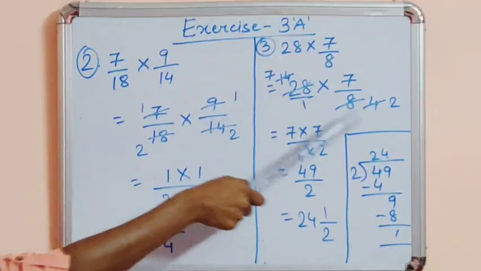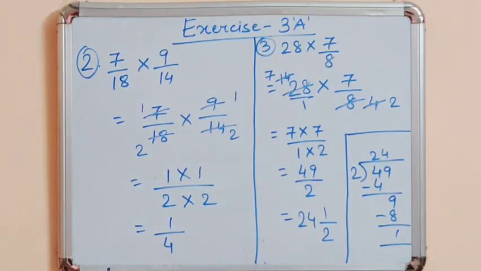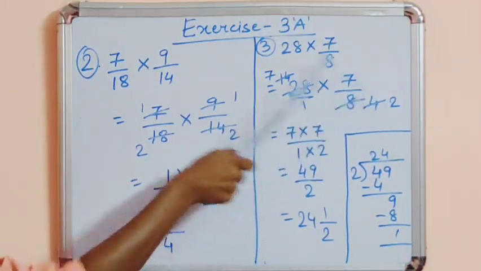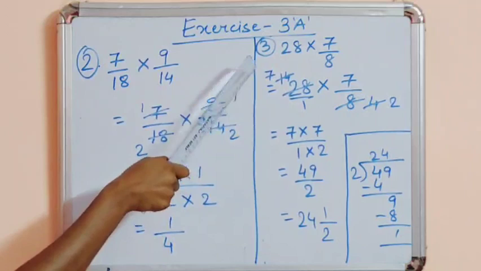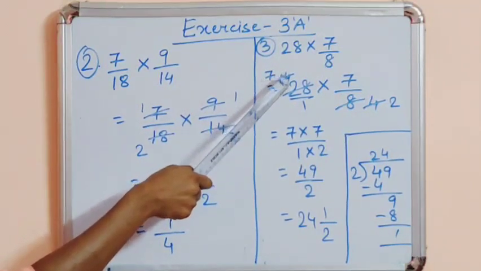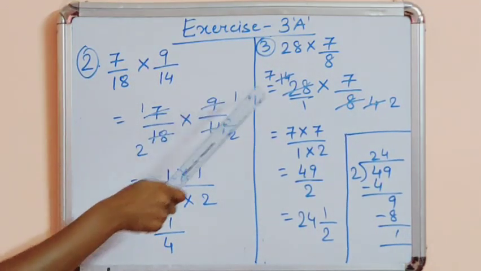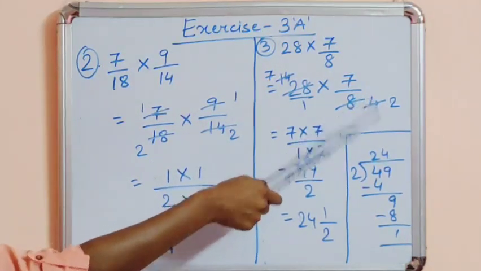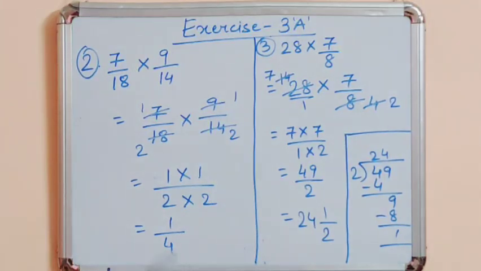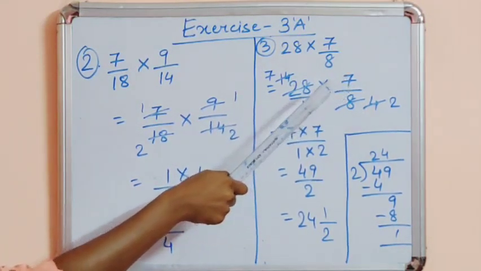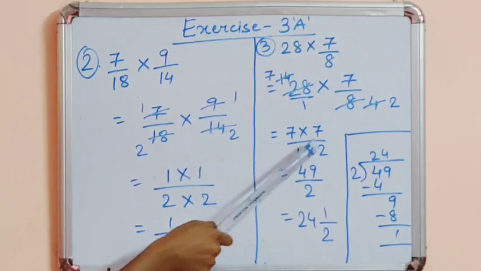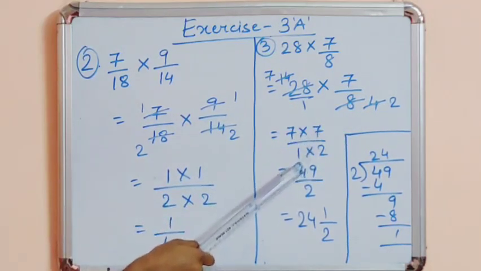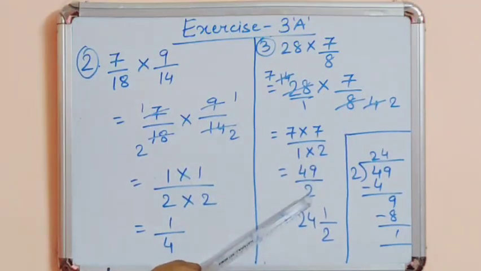Now again 14 and 4 are again divisible by 2. So cancel 4 and write 2 because 2 2s are 4. And cancel 14 and write 7 because 2 7s are 14. Or you can do one thing, you can divide this number by 2. So 14 divided by 2 is 7 and 4 divided by 2 is 2. So we are left with 7 and 7 in numerator. So 7 into 7 divided by 1 into 2 in the denominator. So 7 7s are 49 divided by 1 2s are 2.